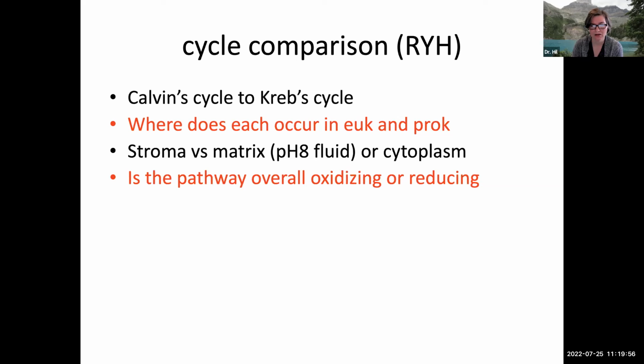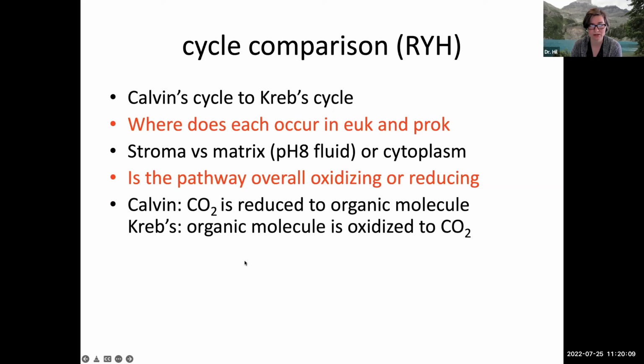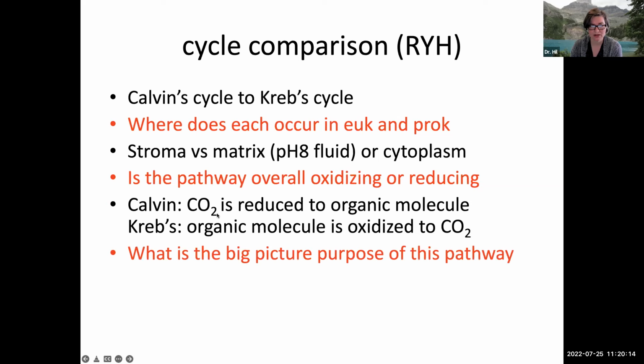And really what's happening in the Calvin cycle is that we're reducing carbon dioxide to produce glucose. And what's happening in the Krebs cycle is that we're oxidizing glucose and we produce CO2 as a waste. Okay. So again, the Calvin cycle reduces carbon dioxide to an organic molecule.